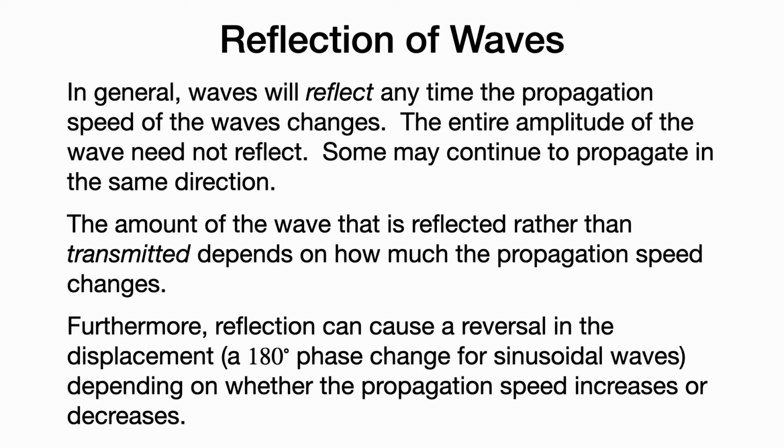The amount of the wave that is reflected rather than transmitted depends on how much the speed of propagation changes. Furthermore, reflection can cause a reversal in the displacement depending on whether the propagation speed increases or decreases. This reversal can be considered as a 180-degree phase change for sinusoidal waves.